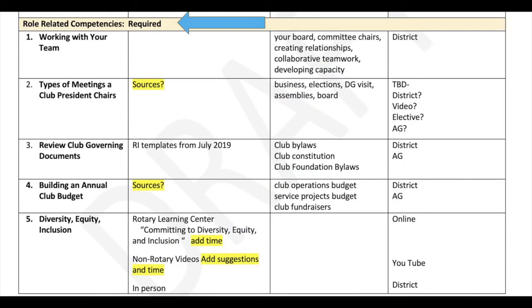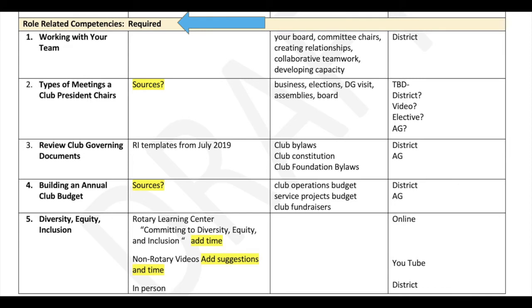In this next section, you see the role-related competencies grouped. Basically, as a president, what do they need to know to execute their job? I'll call out a couple of things here. Presidents chair several types of meetings, and they need to understand the differences in the purposes of each.